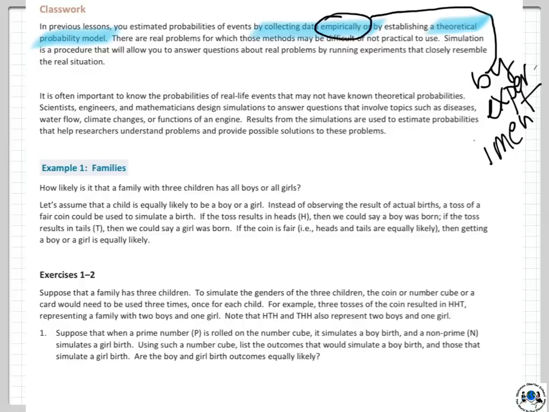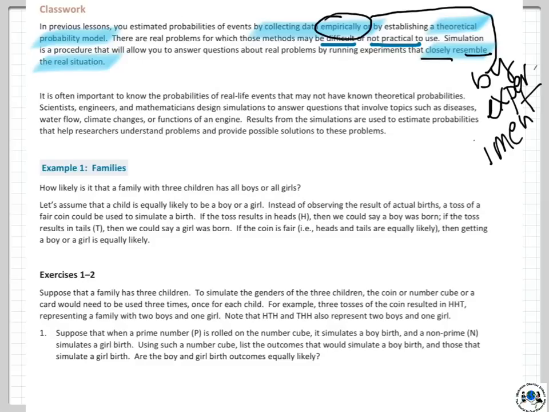There are real problems for which those methods may be difficult or not practical to use. So they may be difficult or they may just be not practical. Simulation is a procedure that will allow you to answer questions about real problems by running experiments that closely resemble the real situation. And this idea of closely resemble, not exactly, but closely resemble the real situation.